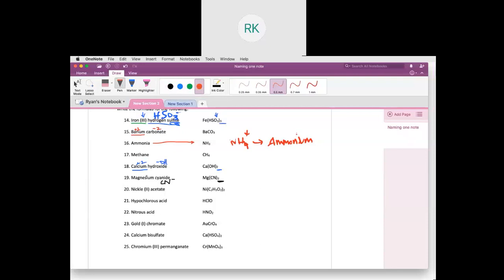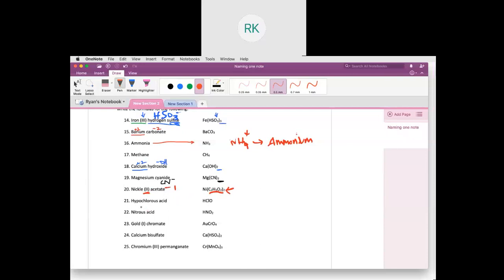Moving on again, nickel 2 acetate. We know nickel here has a positive 2 charge because they specify that. So nickel, and then acetate. We know acetate's one of our polyatomics. It is C2H3O2, and it has a negative 1 charge. So in order to counteract the positive 2 charge of the nickel, you need 2 of them. Okay, so it's Ni(C2H3O2)2. Very important that you have 2 of them.